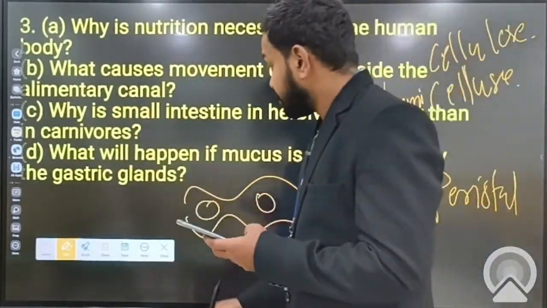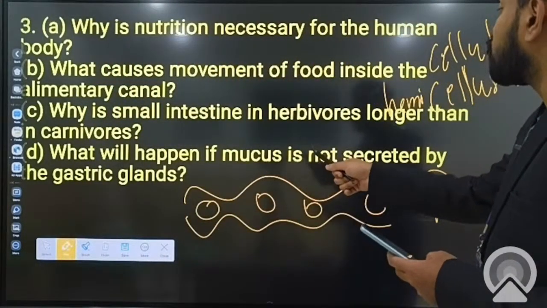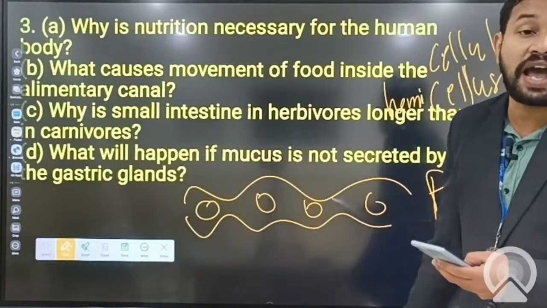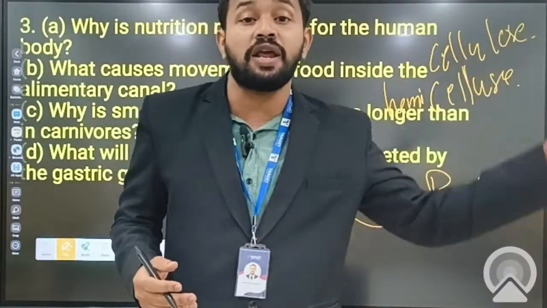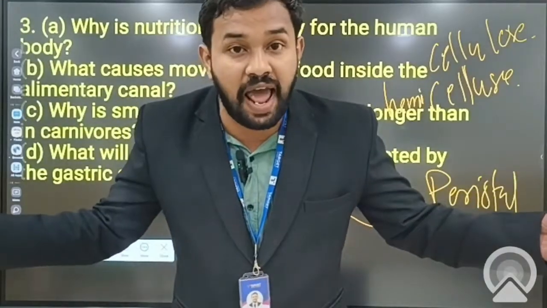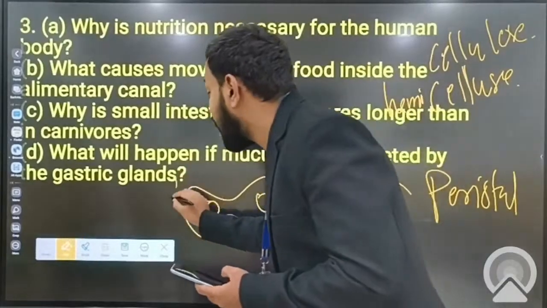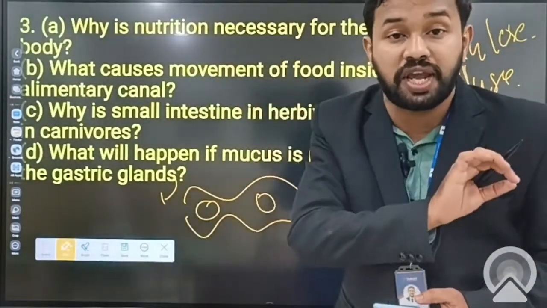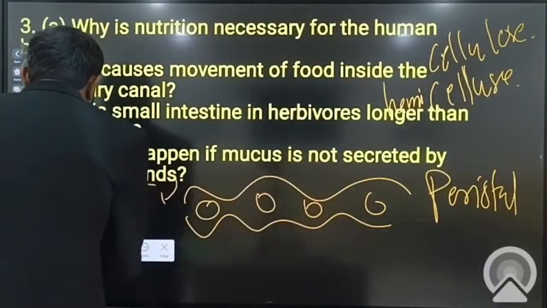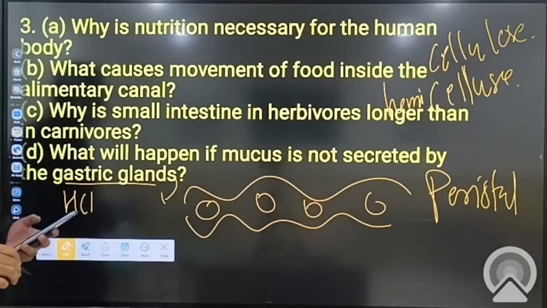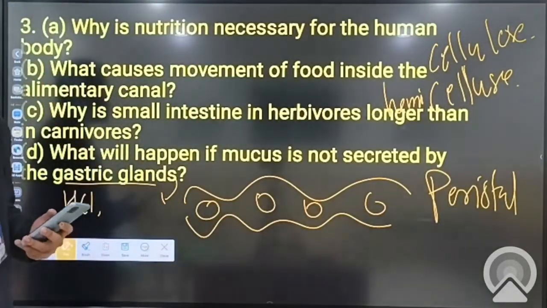Then the fourth question, what will happen if mucus is not secreted by gastric gland? When we study the human digestive system, we discuss the alimentary canal and digestive glands. The secretions of gastric glands are called gastric secretion. The gastric secretion involves HCl, that is hydrochloric acid.